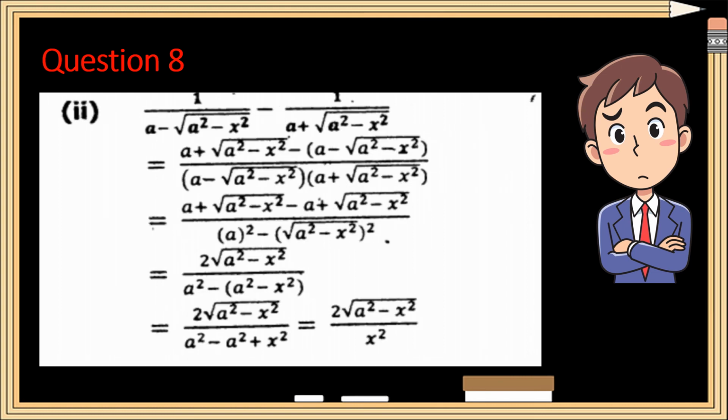Now in question number 8 part 2 we have 1 over a minus square root of a square minus x square, minus 1 over a plus square root of a square minus x square. Now what you have to do is take the LCM in the denominator. It will be a minus square root of a square minus x square into a plus square root of a square minus x square. The missing terms will be multiplied in the numerators. So you will calculate the answer yourself because it is a simple calculation.